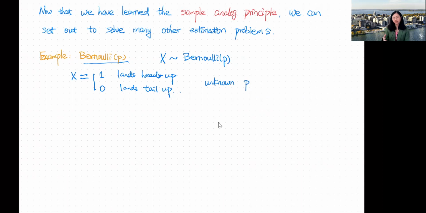Now you are bored, you have a coin and a lot of time on your hand. You can collect a data set on this Bernoulli p distribution. How do you collect this data set? You toss the coin and record the value of X from that.